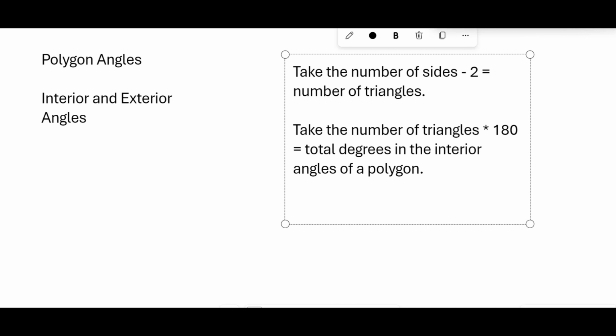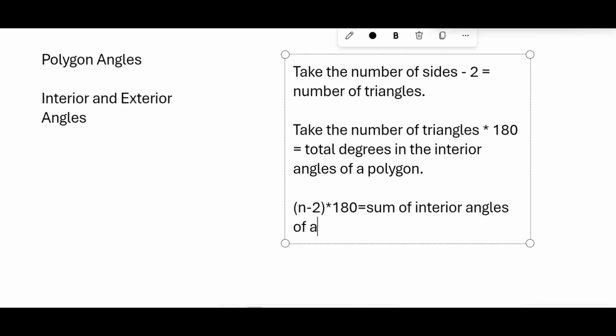A formula that you could use would look something like this. We take the number of sides n, subtract 2, and multiply by 180, and that will equal the sum of the interior angles of a polygon. So if you have a 10-sided object, then 10 minus 2 is 8, and then 8 times 180 would tell you exactly how many degrees it would add up to in the interior angles.